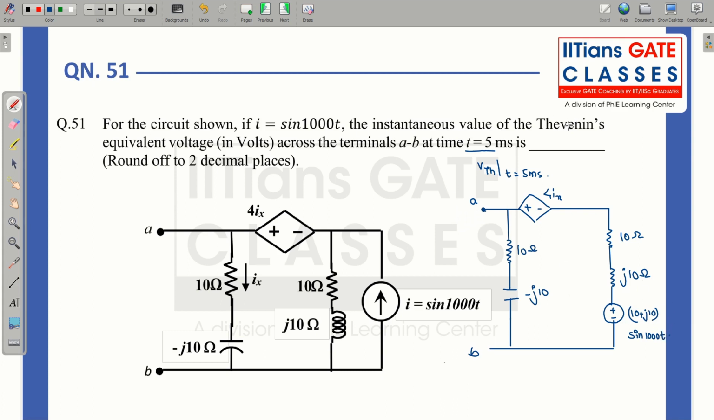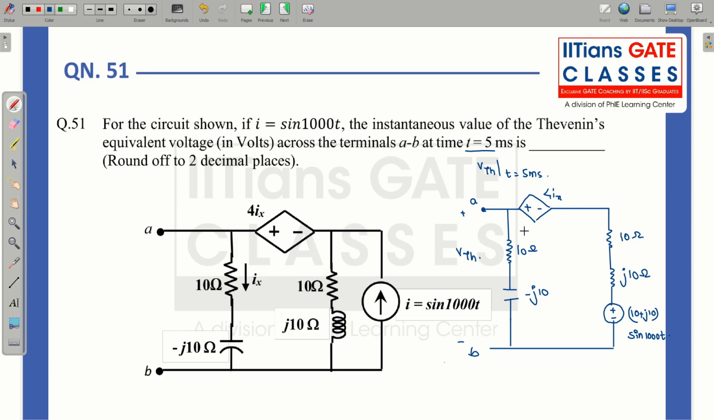I have to find the Thevenin equivalent voltage from here. So let this be VTH. So I have to find VTH. So VTH, if I have to find, you can see that it will be what?